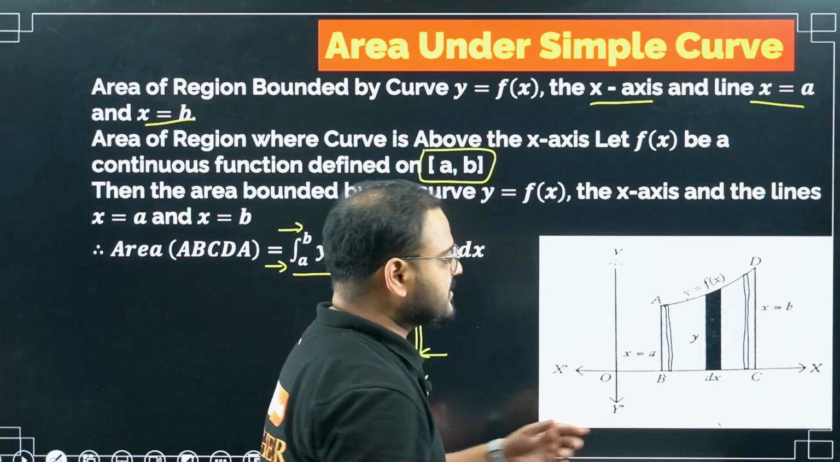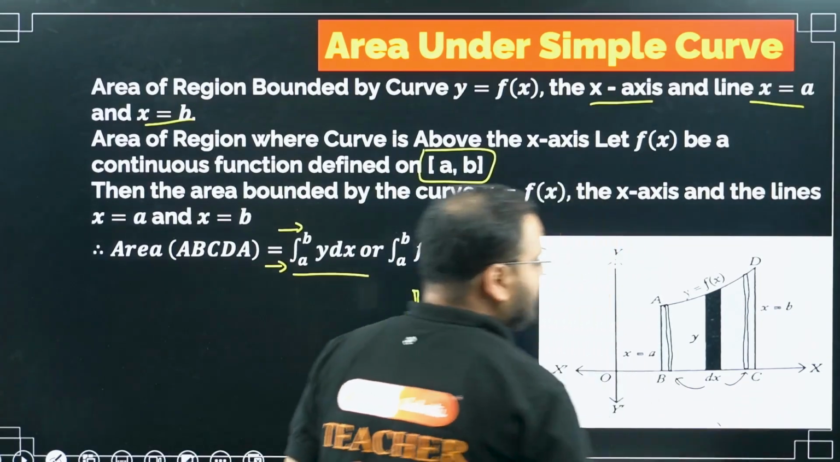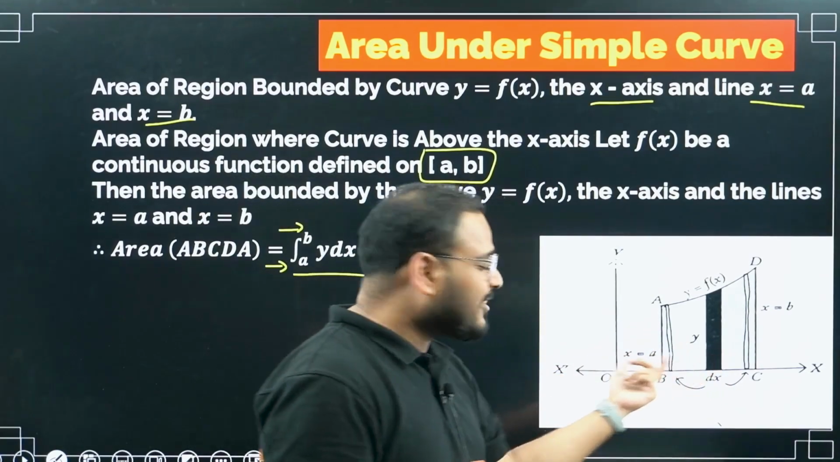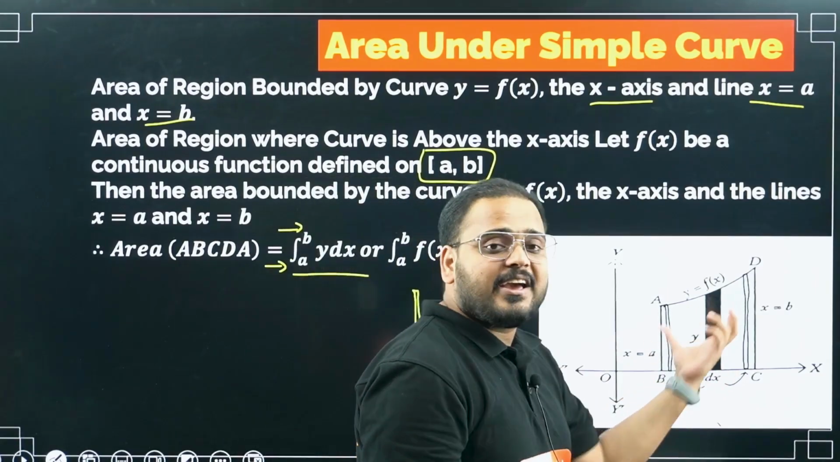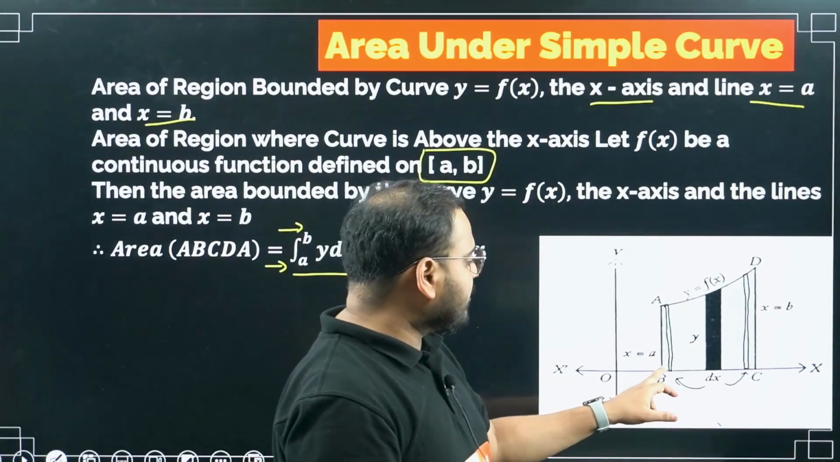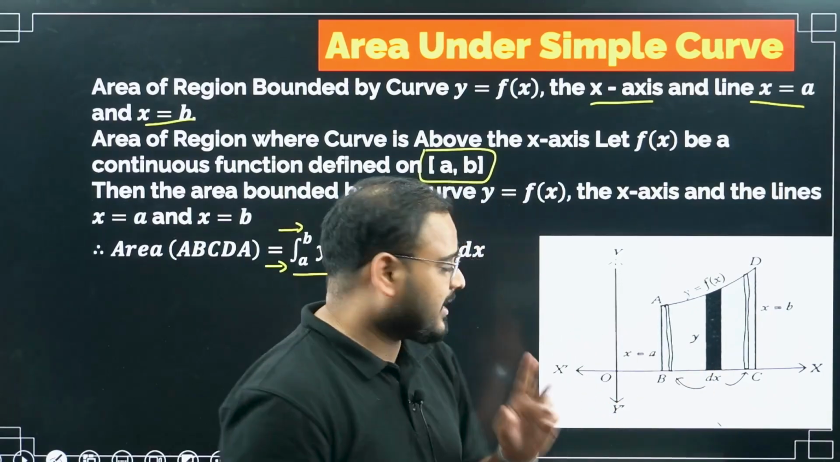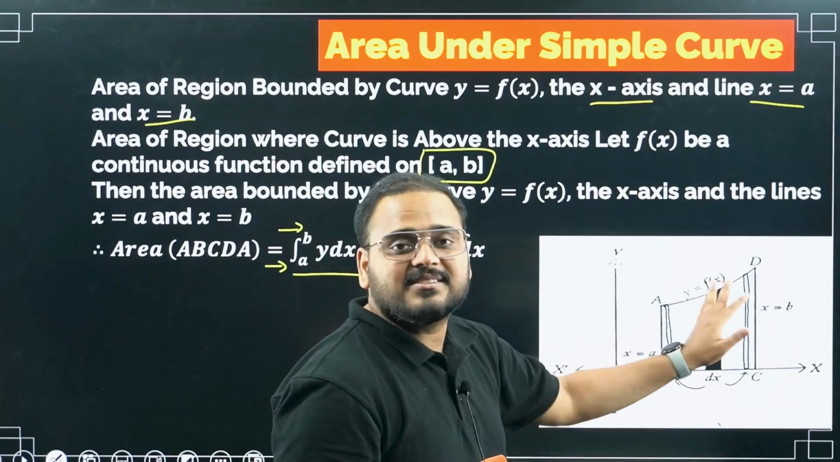Again, what is my thickness? Thickness is always dx, sir. Here also the thickness is dx, a very small thickness. If you take those strips and take their sum, you'll end up with the area. This rectangular strip that you can see, if you add all of these rectangular strips, you'll get the area enclosed in this region.